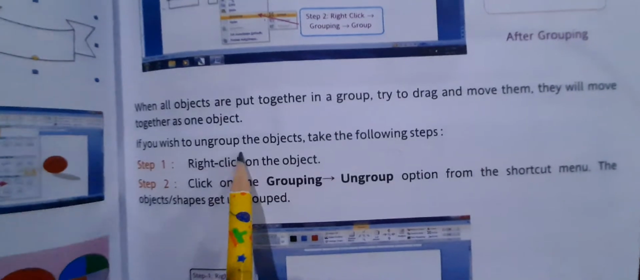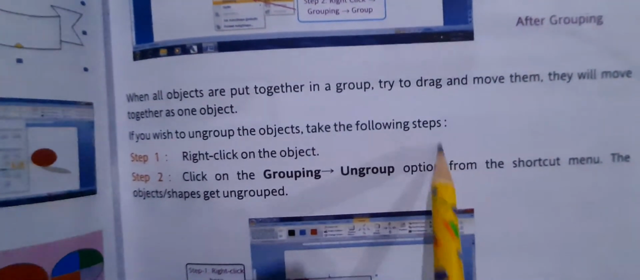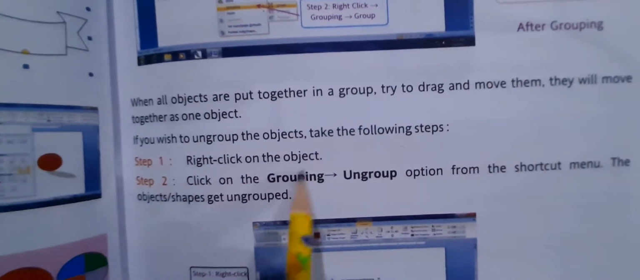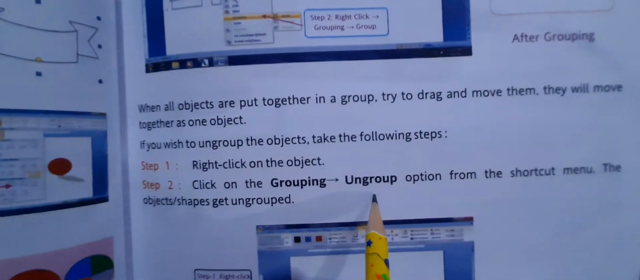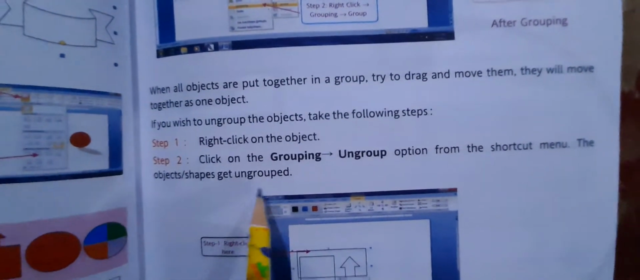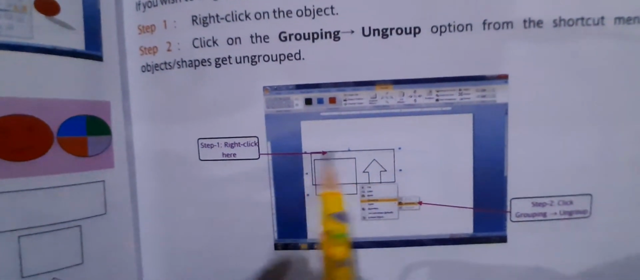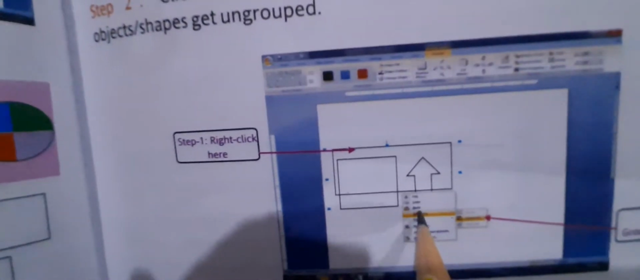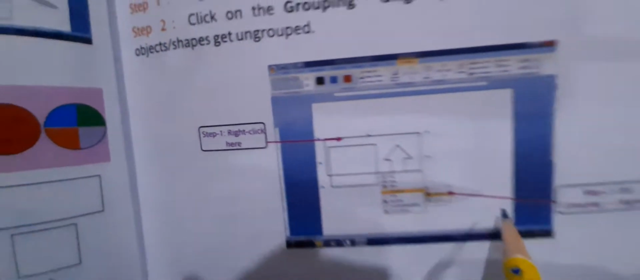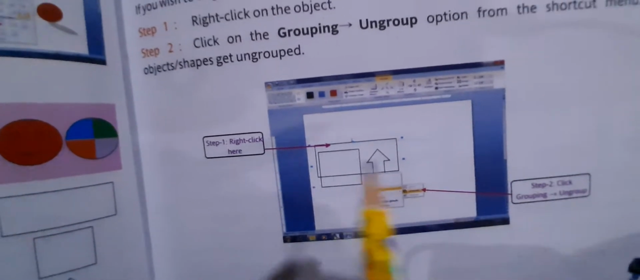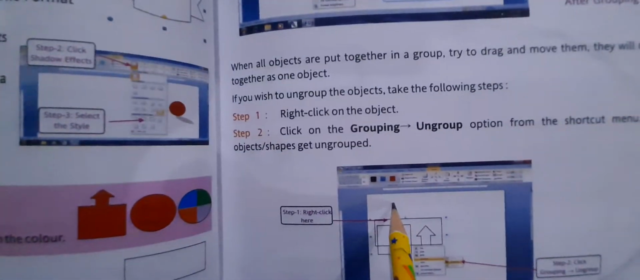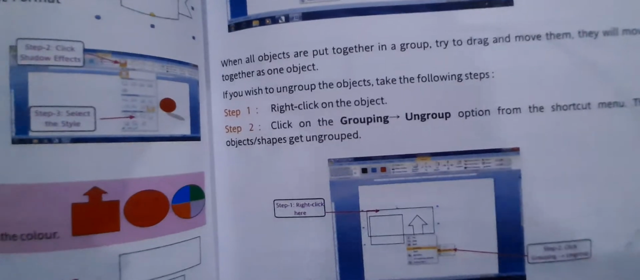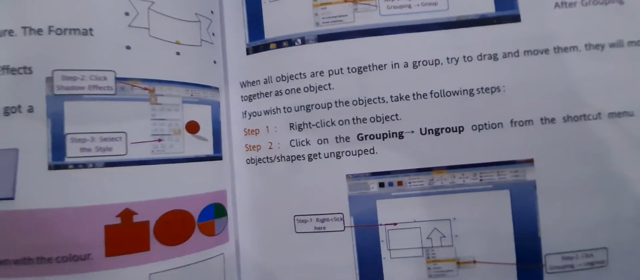If you wish to ungroup the objects, take the following steps. Again, you will right click on the object, click on grouping, and from there you can click on the ungroup option. The objects and shapes get ungrouped. Means here you will right click, here you will choose this part and there ungroup, and again they will be ungrouped. Okay children, so this way you can group or ungroup the objects and they will behave as single objects if you have grouped them together.